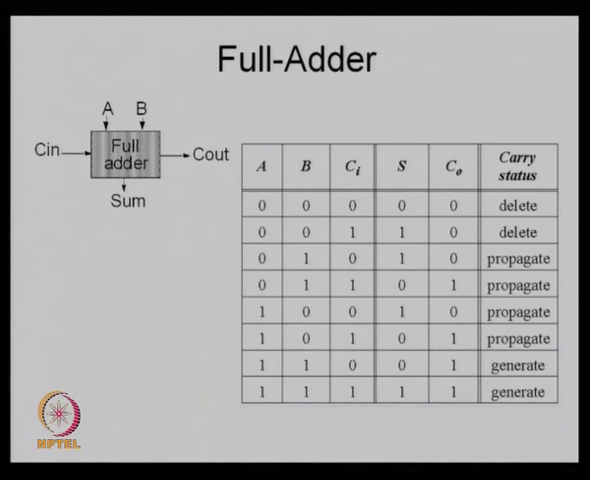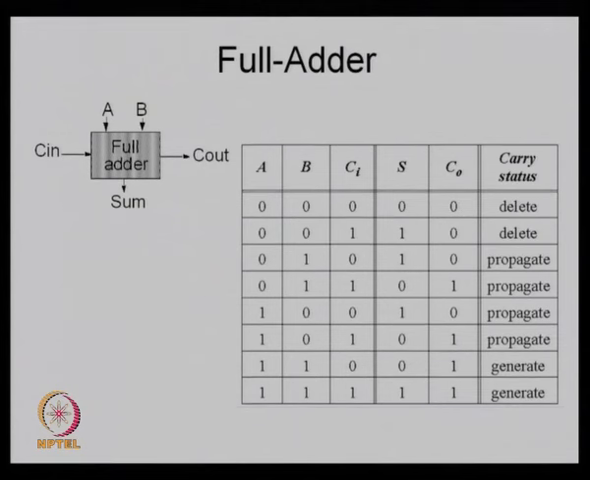sum and C out. The typical truth table for such an adder is shown on your right, which says A, B and CI are the inputs, and CI is the carry input. S and C out are the outputs, which are sum and output carry. We also discussed last time that depending on the input as well as the carry in, the status of a carry will be either to delete it, which means 0, to propagate it, which means passing C out as C in, or to generate it, which means create a 1.